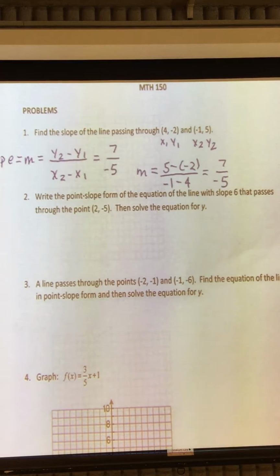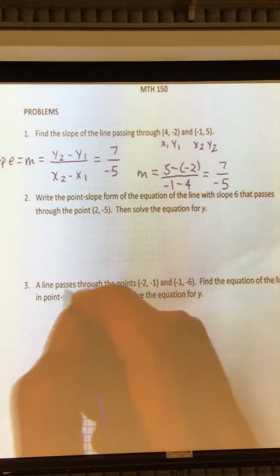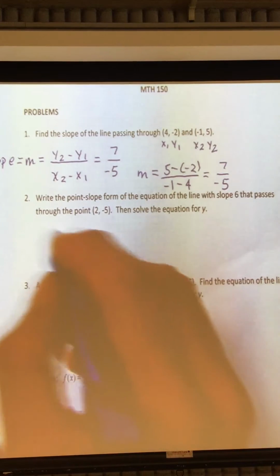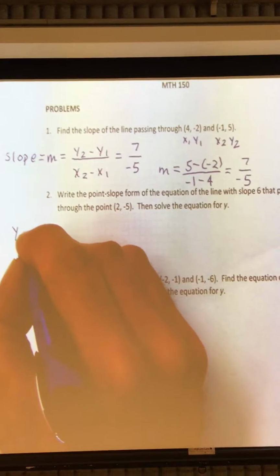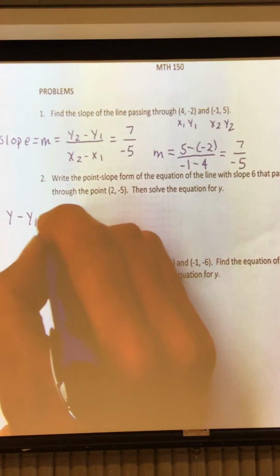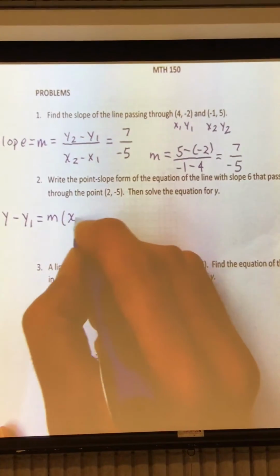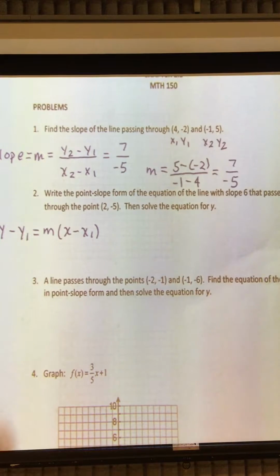We wish to find the point slope form of the equation of a line that passes through 1 point, -2, -5, and it has a slope of 6. To do this, we write the point slope form. The functional value minus the y-coordinate of the point is equal to the slope times the variable x minus the x-coordinate of the point that the line passes through.